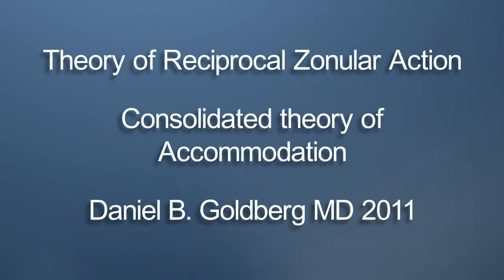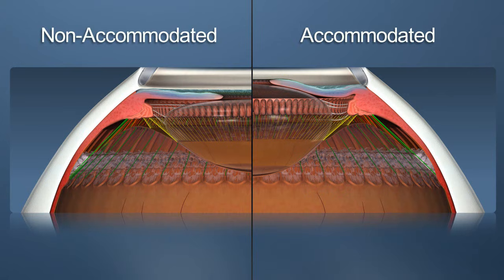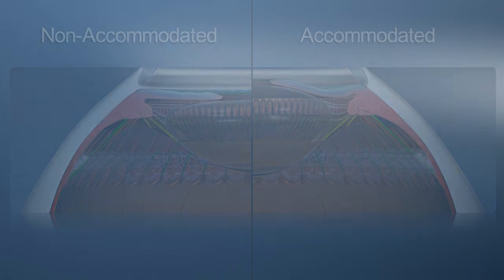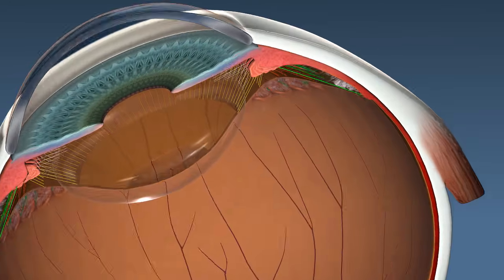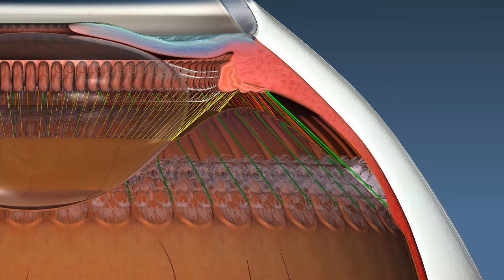Theory of reciprocal zonular action. Dr. Daniel Goldberg now proposes his theory of reciprocal zonular action and formulates a new consolidated theory of accommodation as follows. The engine of accommodation is the contraction of the ciliary body mediated by the distribution of forces via all elements of the zonular apparatus.